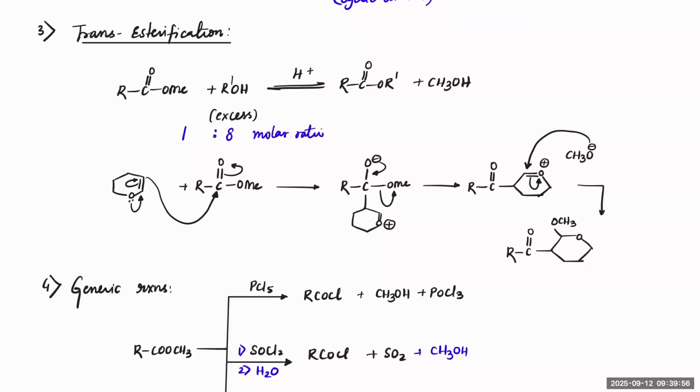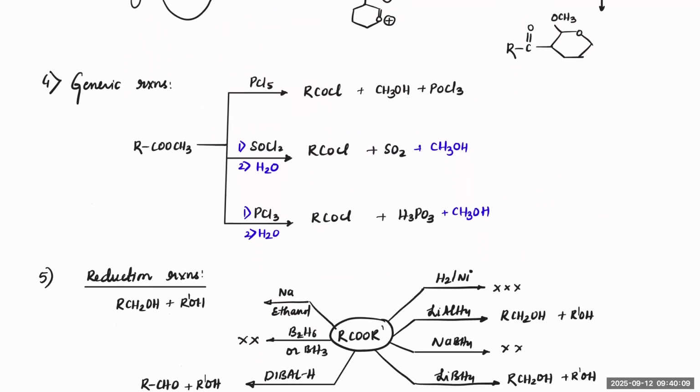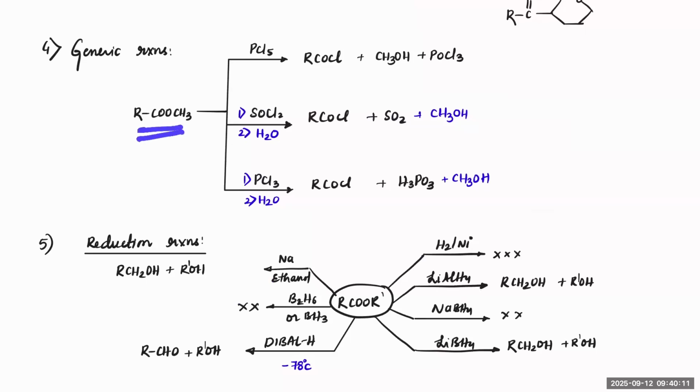Transesterification we also learned in alcohols, wherein one ester is generating another ester, considering the alcohol is being given in a larger composition. Okay. If you have an ester, you react with PCl5, SOCl2 or PCl3 here. In that case, this will become acid chloride here. Methanol, SO2 and H3PO4, all of this would be formed here. Got it?